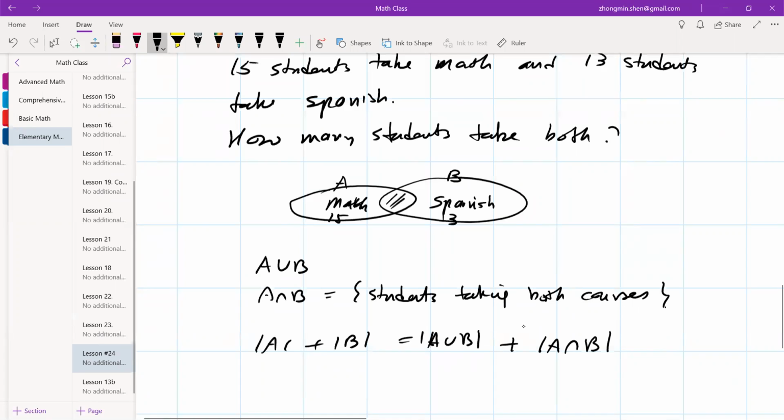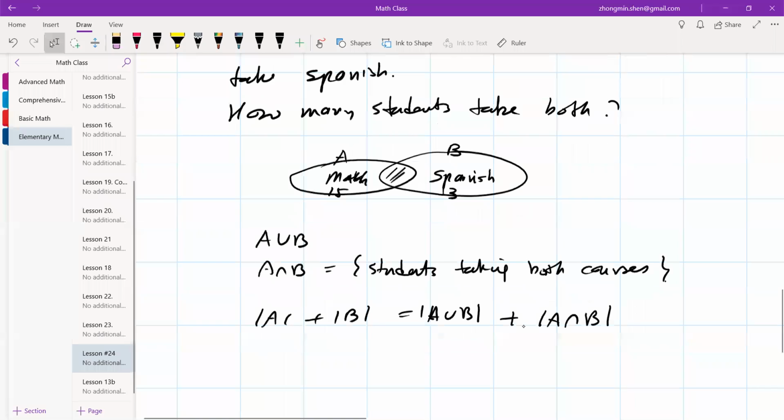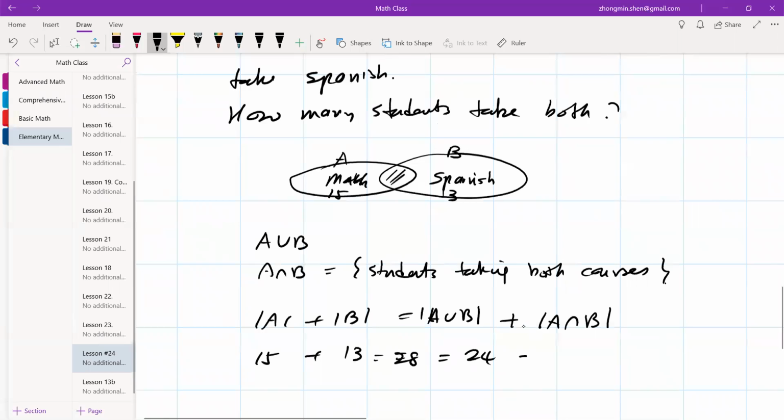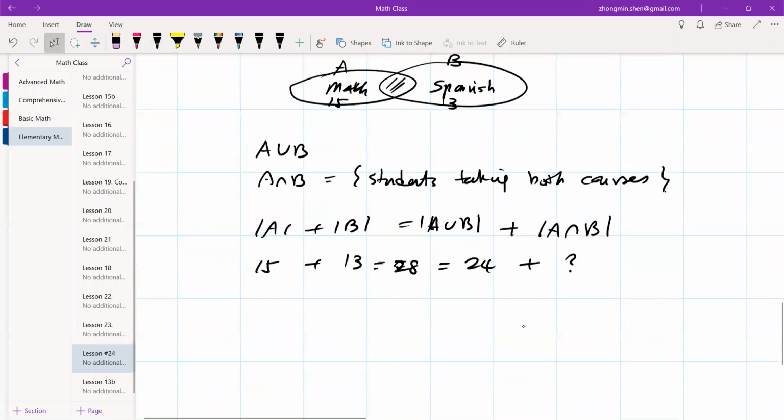A plus B is going to be 15 plus 13, right? So that's going to be 28. But the union, the whole class, we only have 24 students. So the intersection part must be 4 students. Yeah, there are 4 students.